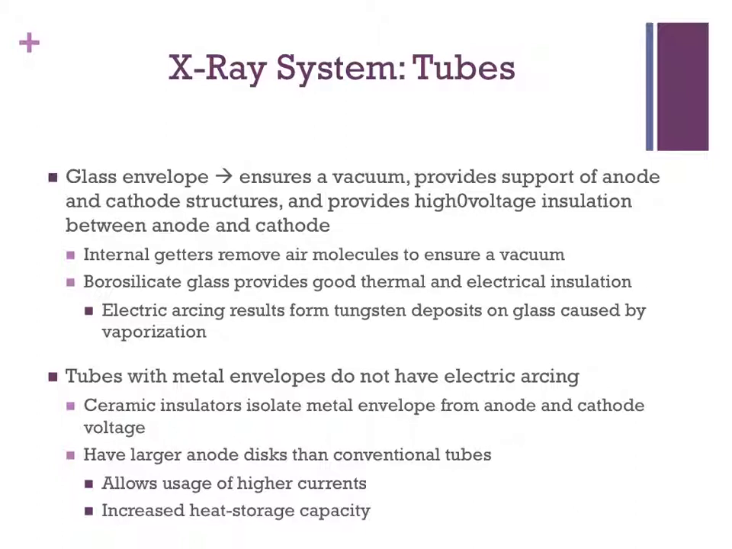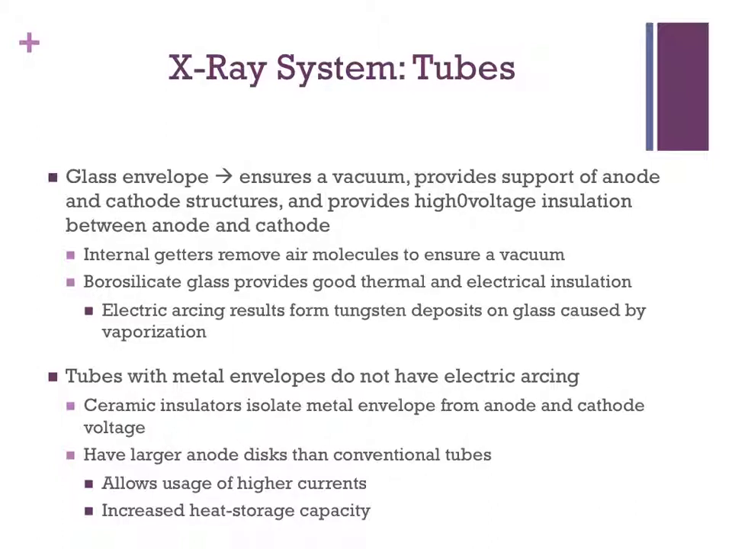It includes internal getters, which are also known as ion pumps, and these remove air molecules to ensure that the vacuum is sustained. Borosilicate glass provides good thermal and electrical insulation, and the electric arcing results from the tungsten deposits on the glass caused by vaporization. Tubes with metal envelopes do not have electric arcing.